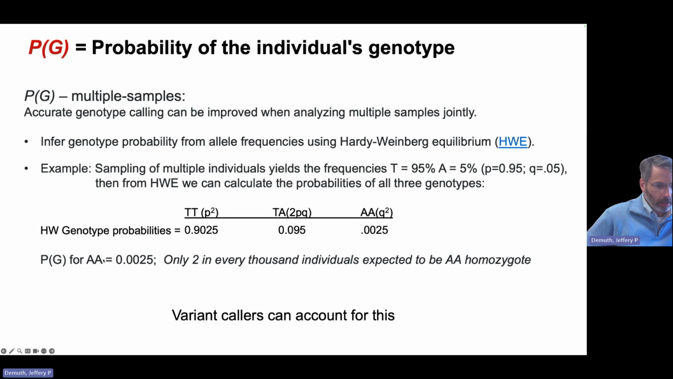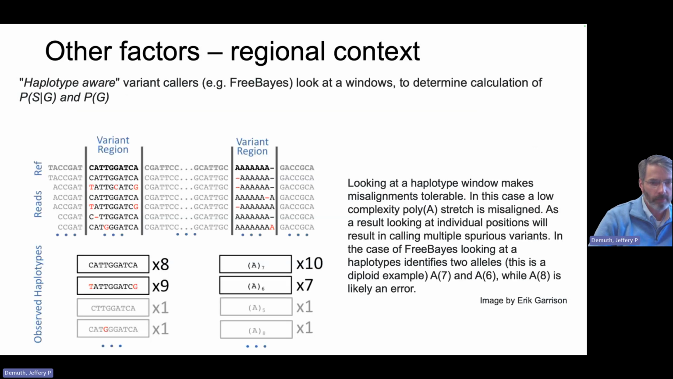And so this is saying that it should be very unlikely. Your probability of the AA genotype is 0.0025. So only 2 in every 1,000 individuals you expect to be an AA homozygote. And lots of the modern variant callers can account for this kind of thing.